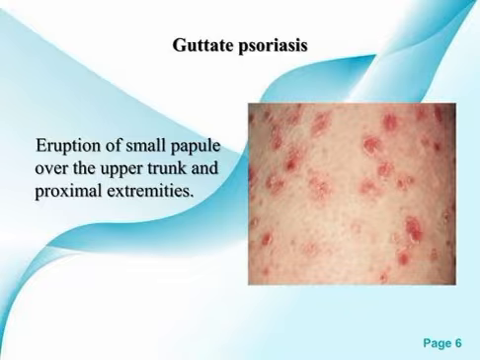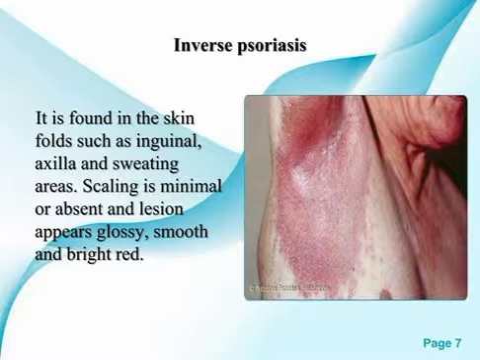It occurs over the upper trunk and the proximal extremities, like the hands, legs, etc. So this eruption of small papules is known as guttate psoriasis. And the next one will be inverse psoriasis.